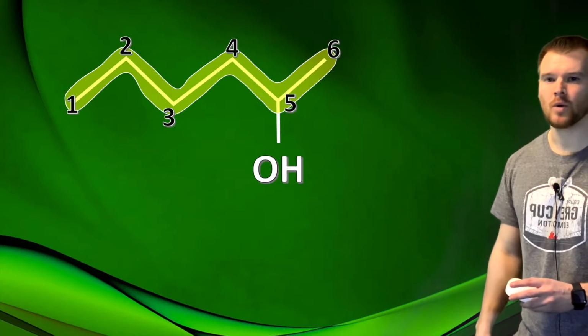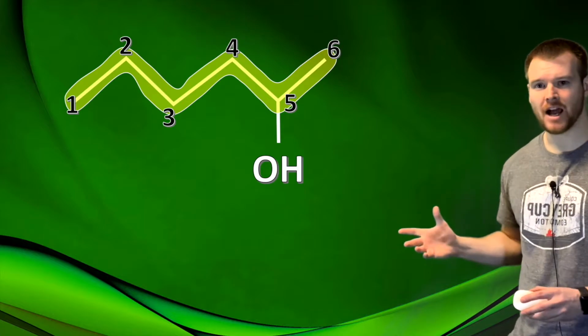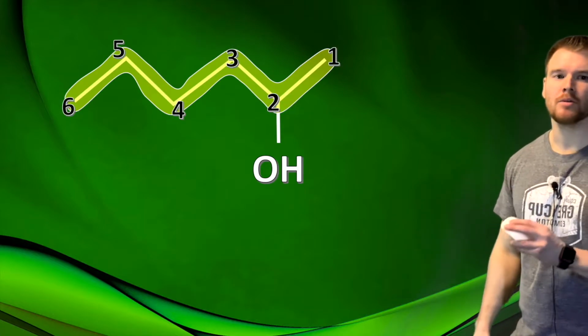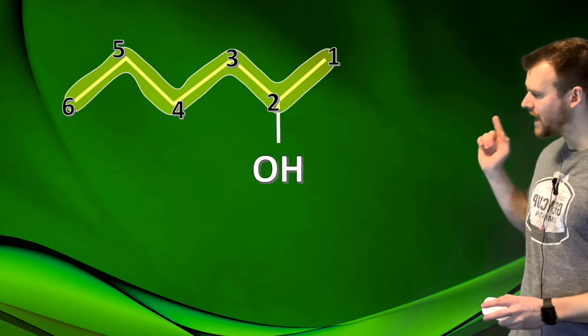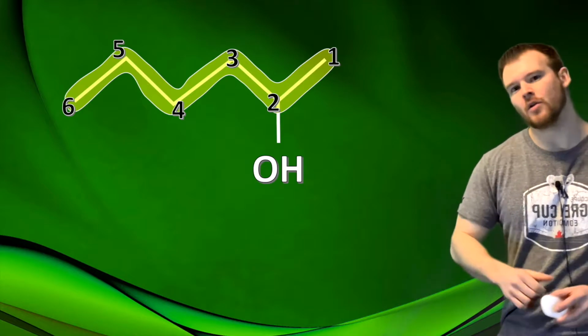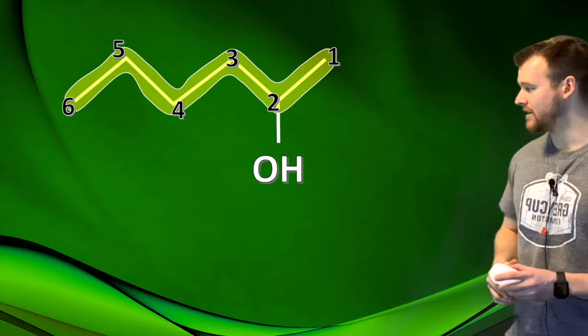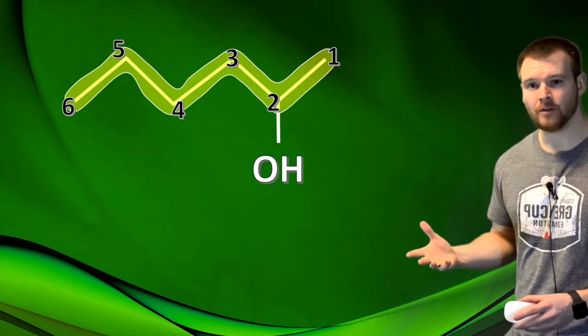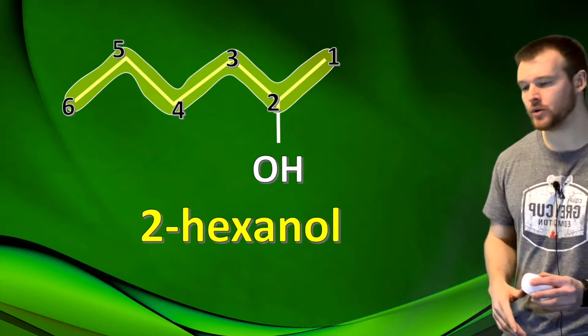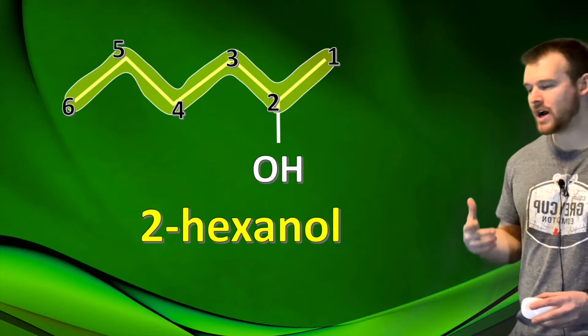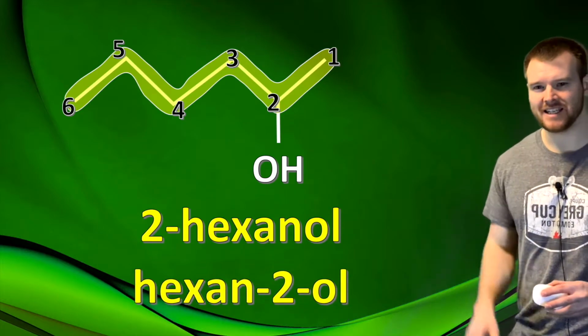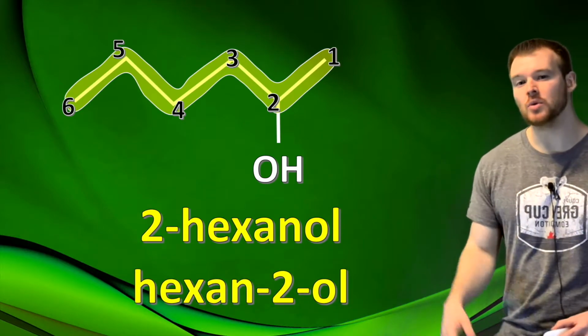If we go this way, the OH is on the 5, so let's try the other direction. Remove those numbers, go this way, and it's on the 2. We want the OH on a lower number, so that looks like a better setup. So now this is going to be hexanol with an OH on the 2. So this is going to be 2-hexanol. Again, you might see it sometimes written as hexan-2-ol.